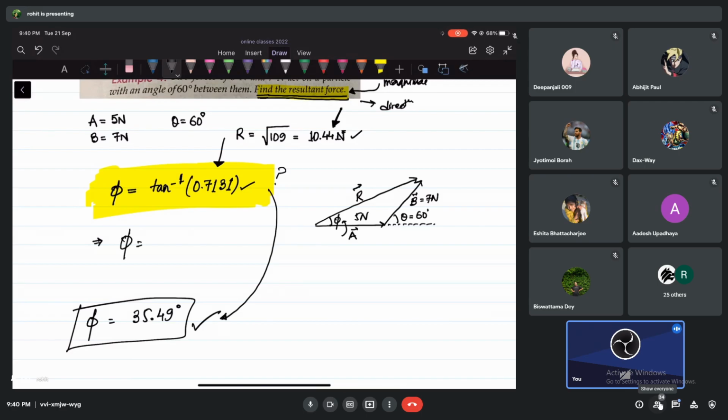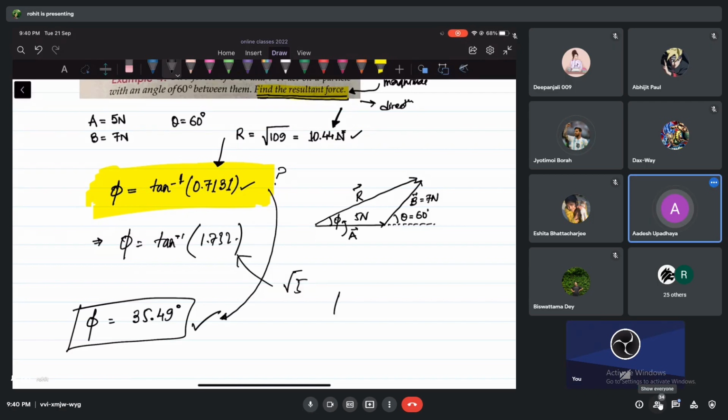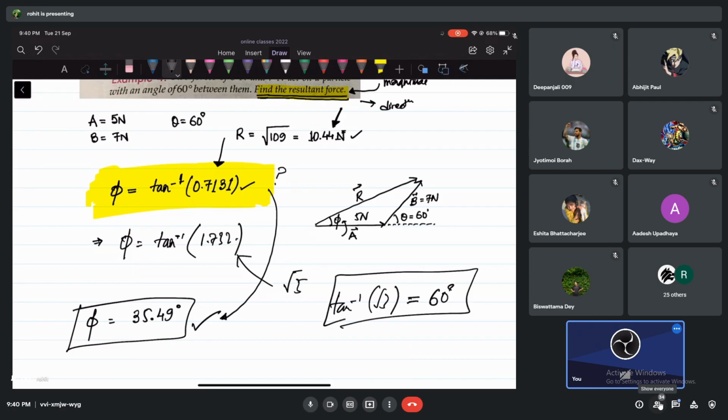If the phi comes out to be tan inverse of how much? 1.732. That means root 3, no? Yes, sir. Okay, so tan inverse of root 3. Tell me how much is it, guys? Which angle gives root 3? 60 degrees, no? Tan of 60 degrees is how much? Root 3. So if the numbers are like that, then you can directly find it, no need for a calculator. Sometimes your school will ask you in such a way that you will get this number and the answer is directly 60 degrees.